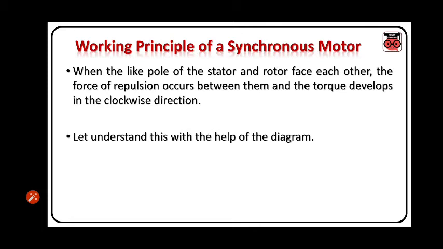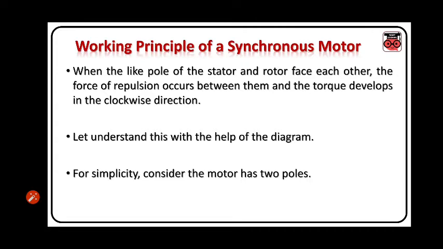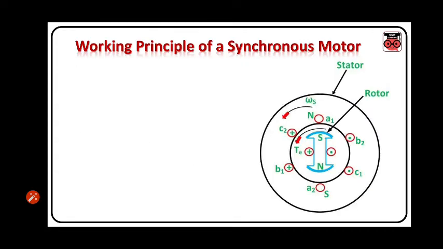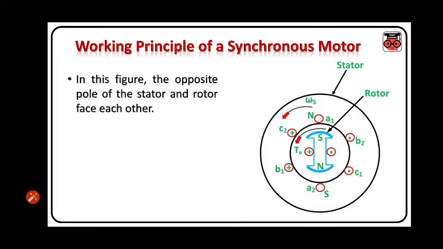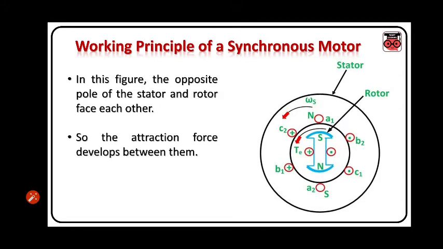Let's understand this with the help of a diagram. For simplicity, consider the motor has two poles. In the diagram, you can see the stator and rotor. The opposite poles of the stator and rotor face each other. This N pole is the stator and this S pole is the rotor. Both poles face each other, so the attraction force develops between them.